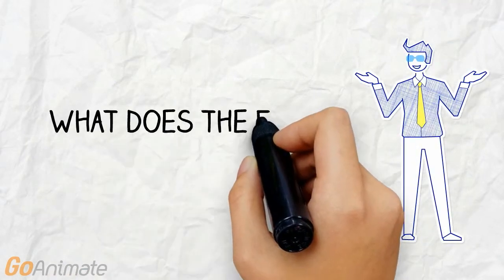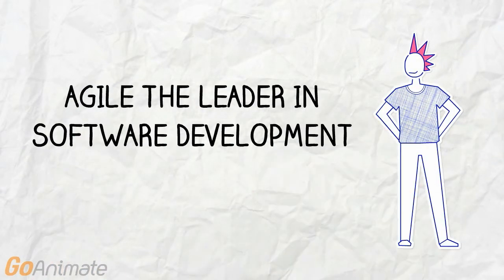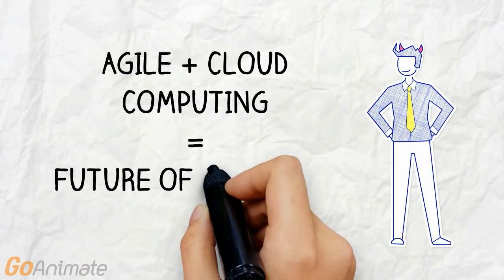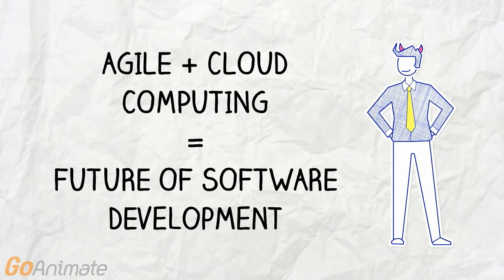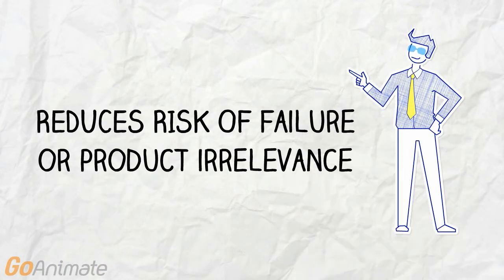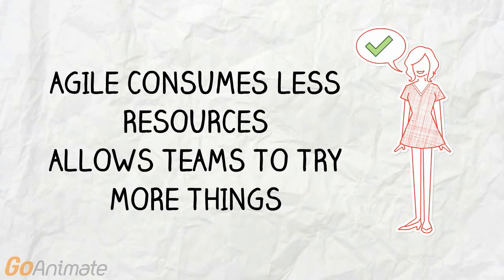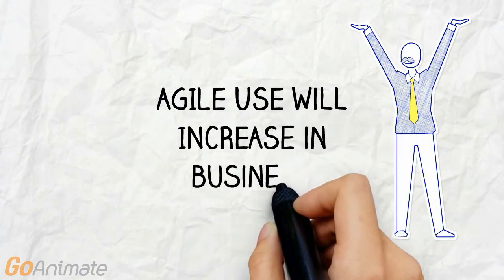So, what does the future hold? In the future, Agile development methods will be used on the vast majority of all software development projects. Agile development combined with cloud computing may be the future of software development for global organizations of all shapes and sizes and in all industries. Agile is ideal for the future. It reduces risk of failure or product irrelevance due to long time frames. Agile also consumes fewer resources in projects, and allows project teams to try more things, increasing their chance of finding great ideas. Becoming Agile will be necessary in the business world of the future.